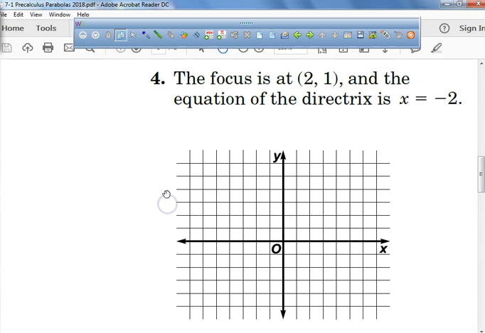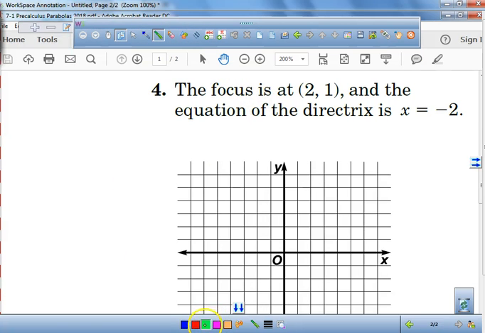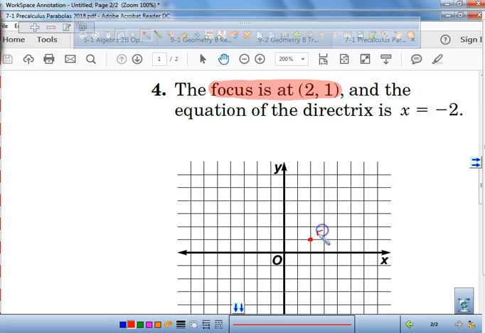All right, so here we go. Problem number 4. What we're going to do to start out this one, we're going to actually just plot the focus. All right, we're going to start with what it's given. We're going to plot the focus at (2, 1). So we're going to go over 2 and up 1. I'm going to put a point. I'm going to call it F for focus.